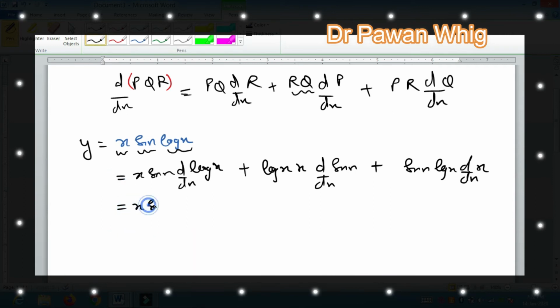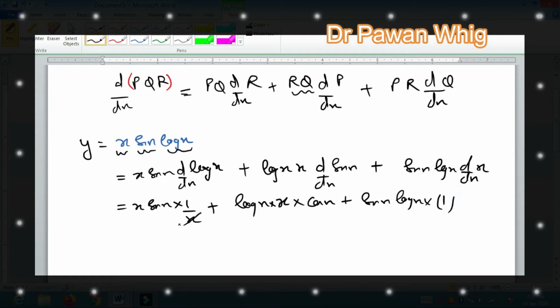Like here, x sin x is the same, and we differentiate log x, which is nothing but 1 by x, then log x into x, and then the differentiation of sin x is cos x. Similarly here, sin x and log x are the same and the differentiation of x is 1, and then you have to slightly modify your answer. Whatever your answer is, that is correct, you write it like this. Hope you understand the product rule of three functions.